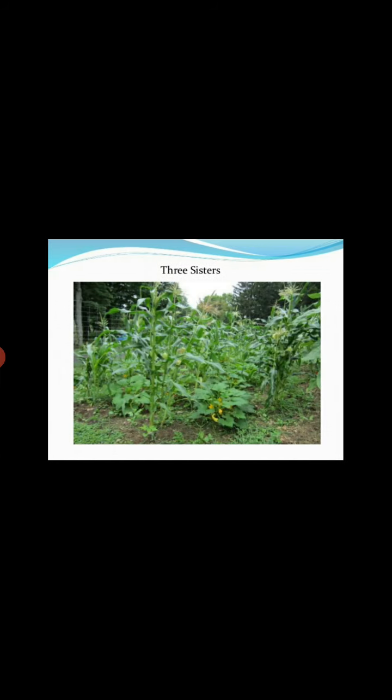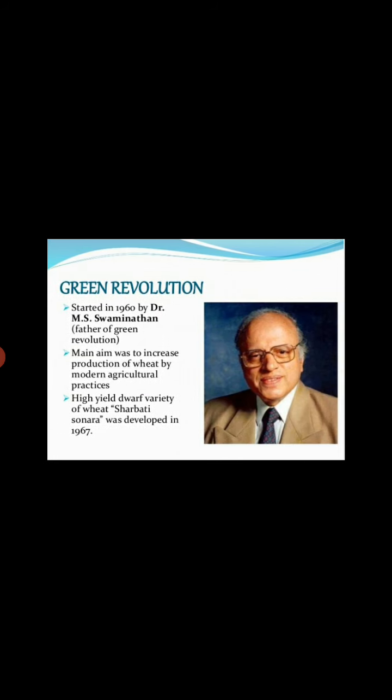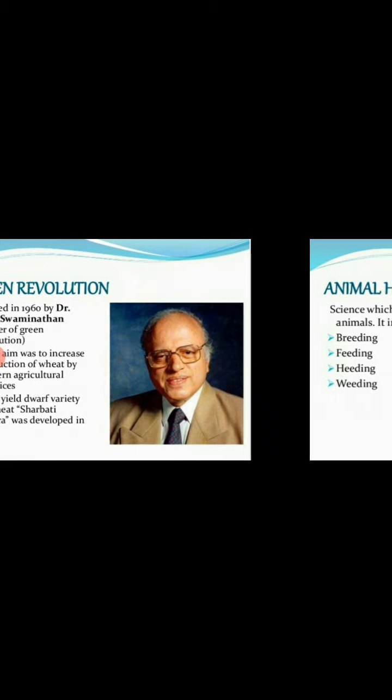Then the green revolution, started in 1960 by Dr. M.S. Swaminathan, father of the green revolution. The main aim was to increase the production of wheat by modern agricultural practices. The high yield dwarf variety of wheat, Sharbati Sonora, was developed in 1967.